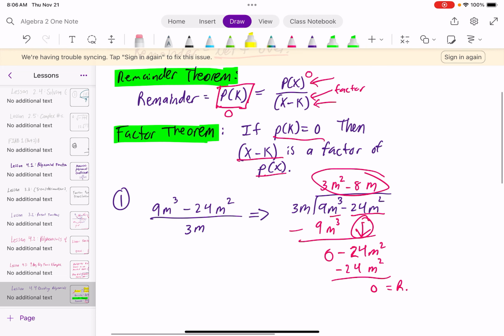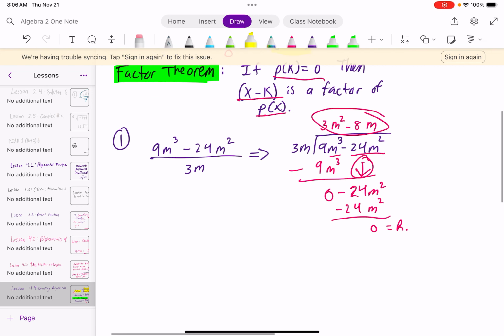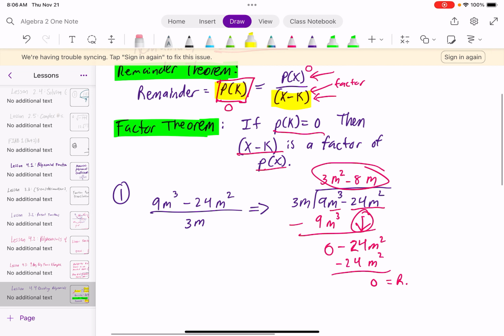The remainder theorem says P of k is equal to the polynomial divided by your factor. The factor theorem says if P of k is 0, then x minus k is the factor of your polynomial.